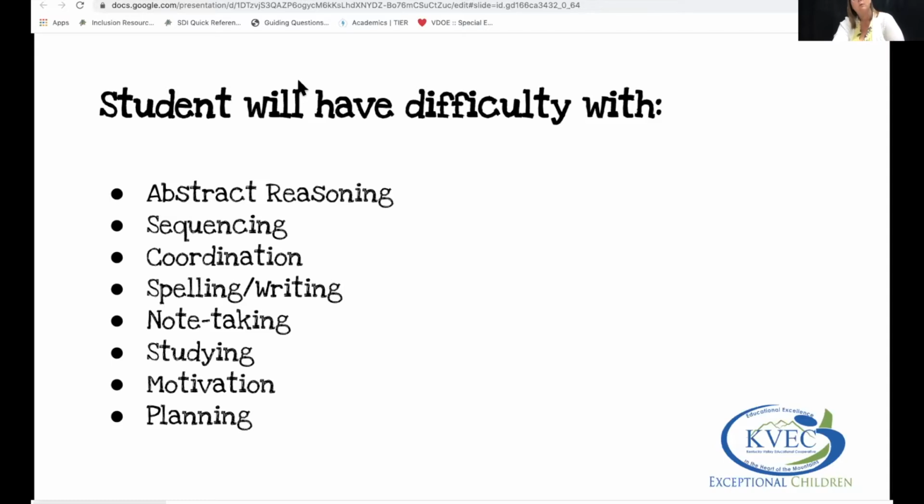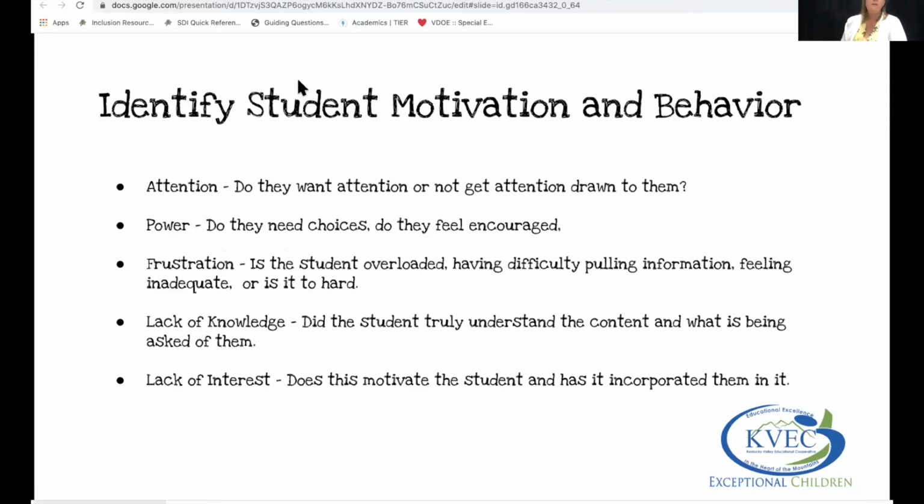Tying this back to the real world. What are the motivations for my student? Do they want attention?